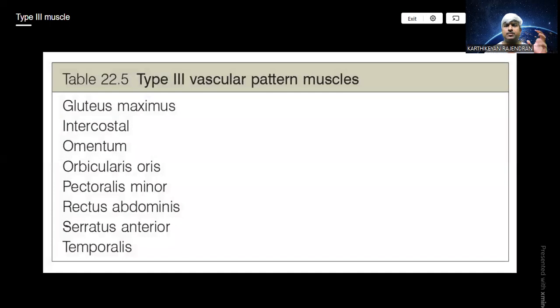What are the muscles with a type 3 vascular pattern? Gluteus maximus, intercostal muscles, omentum, orbicularis oris, pectoralis minor, rectus abdominis, serratus anterior, temporalis. So these are the muscles having a type 3 vascular pattern, two dominant pedicles.